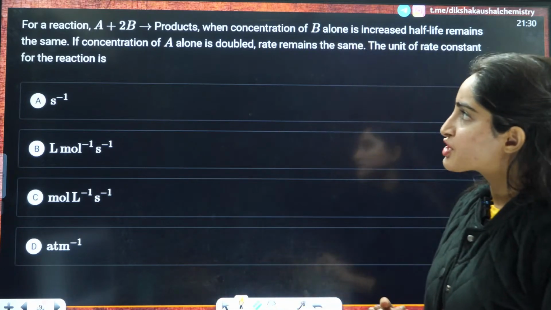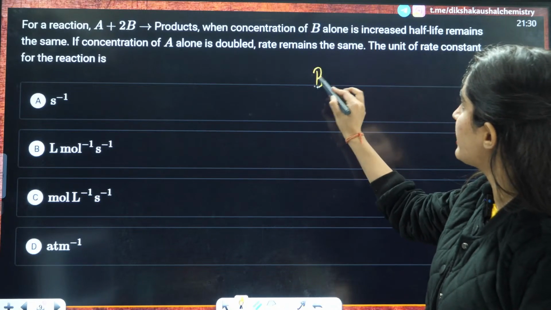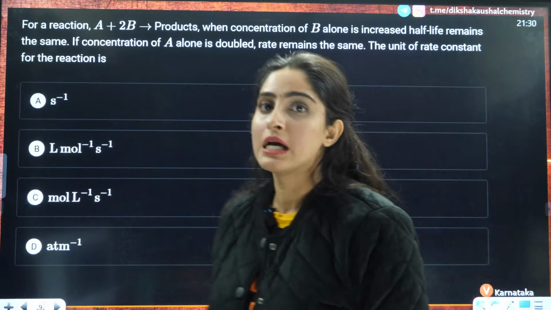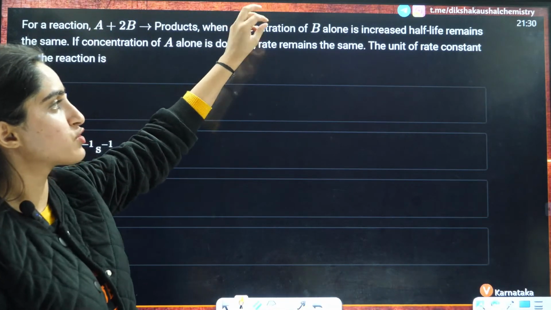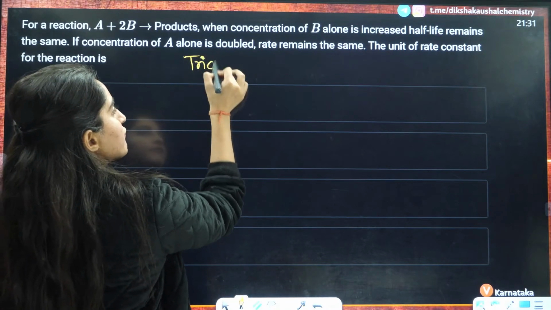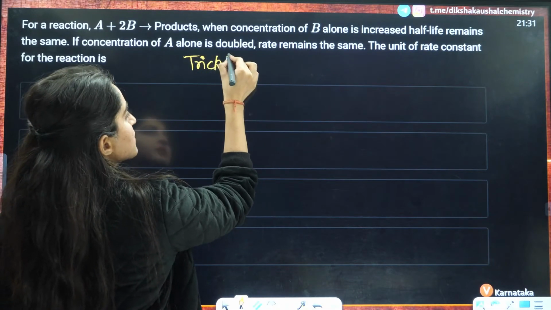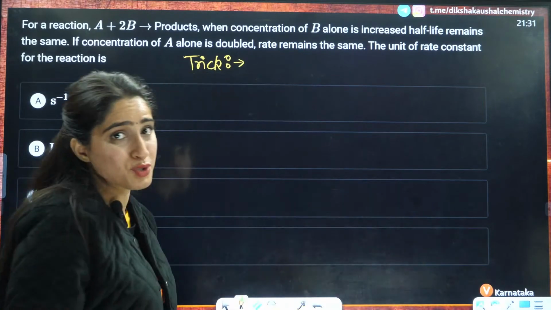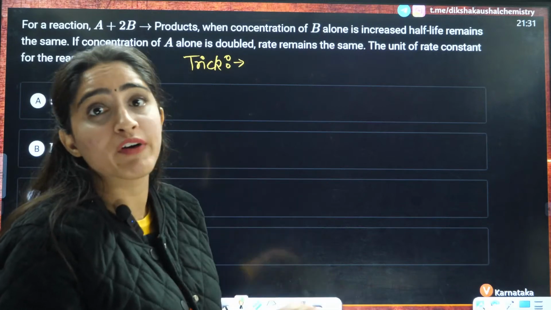For a reaction A plus 2B gives products, when the concentration of B alone is increased by, now very important question. Now they are saying that for a reaction, when the concentration of B alone is increased, for this I will give you a trick. See, in competitive exams, you need to have tricks. In board exams, it is not necessary. In competitive exams, you need tricks because you have a time limitation. So that's why you need to be very fast.